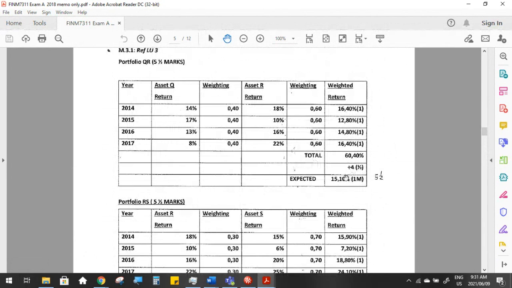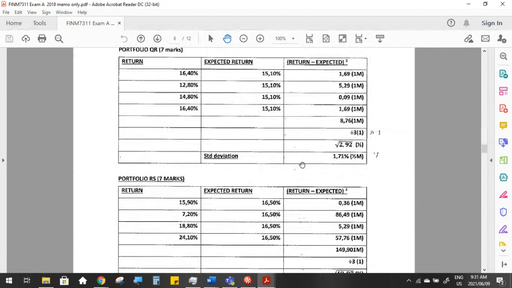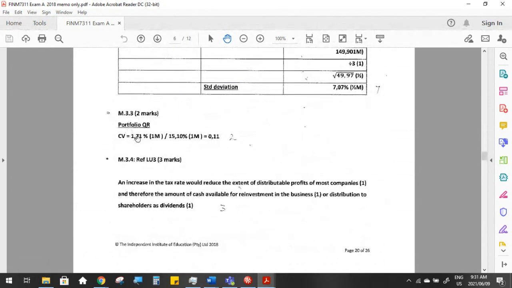So you're taking your answer from this question and your answer from this question to then do this one. So you can see there's 2 method marks there. So as long as you've used the correct formula and taken the correct answer for the correct portfolio, you'll get those 2 method marks carried down.